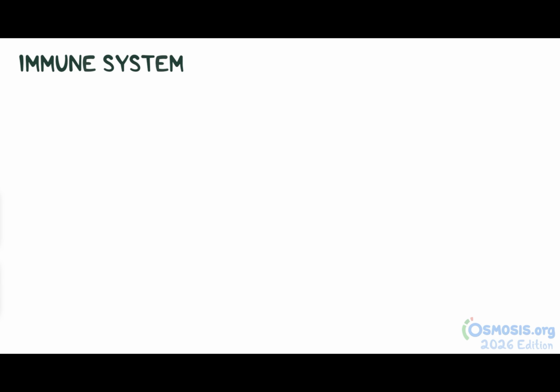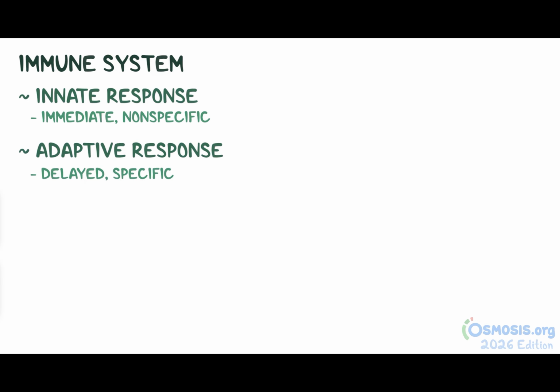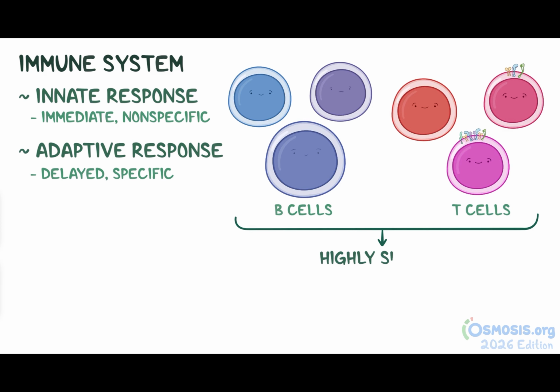Your immune system has an innate immune response, which is immediate and nonspecific, as well as an adaptive immune response, which is delayed and specific. The adaptive immune response is carried out by lots of unique B cells and T cells, which are highly specific for pathogens based on their unique parts, called antigens. Now, focusing on just T cells, they can only bind antigens, which are typically short peptides.